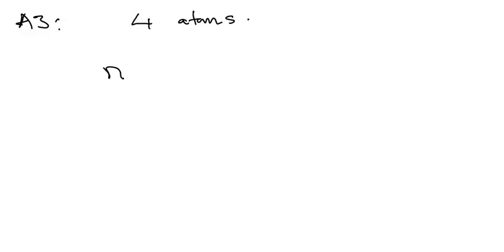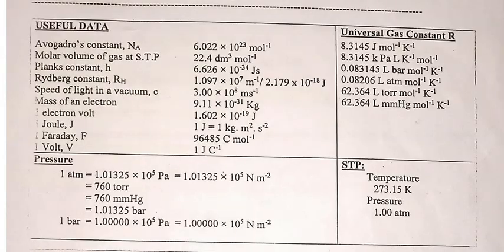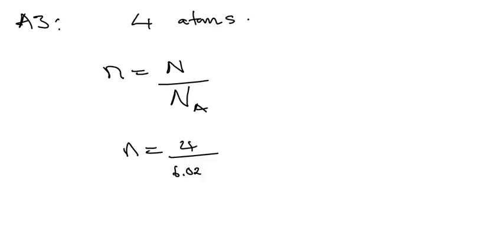We say the number of moles is equal to the number of particles given over the Avogadro's constant. There's that formula that we have. So the number of moles is equal to the number of particles given, which is 4, over the Avogadro's constant, 6.02. Let's look at the one that we are given here. According to this, the Avogadro's constant, we are using this guy here, 6.022 times 10 to the power 23.